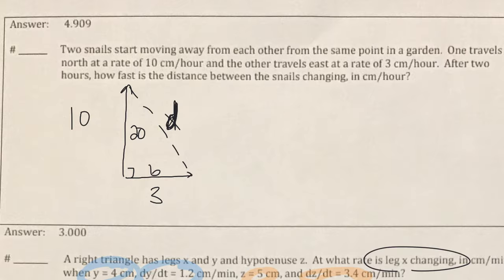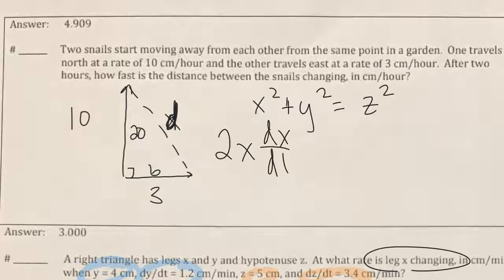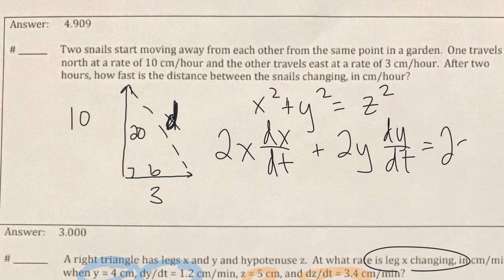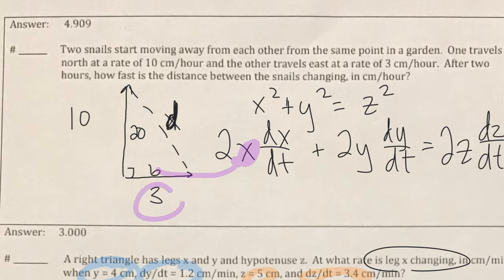So once again, this is a Pythagorean theorem problem. x squared plus y squared equals z squared. So 2x dx dt plus 2y dy dt equals 2z dz dt. Okay, so we know your x value is 6, right, after 2 hours. We know dx dt is 3. We know your y value is 20. And we know dy dt is 10.